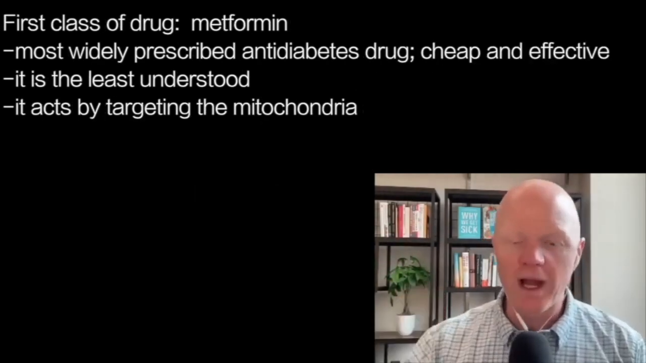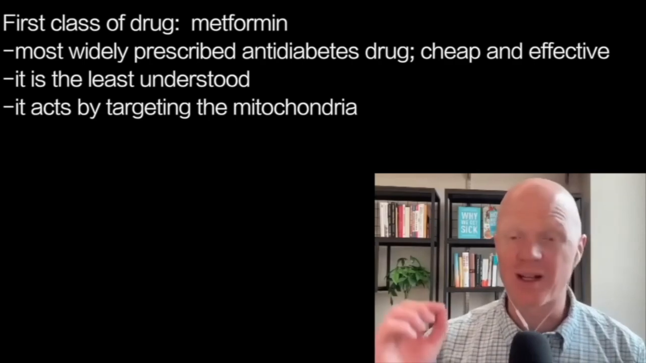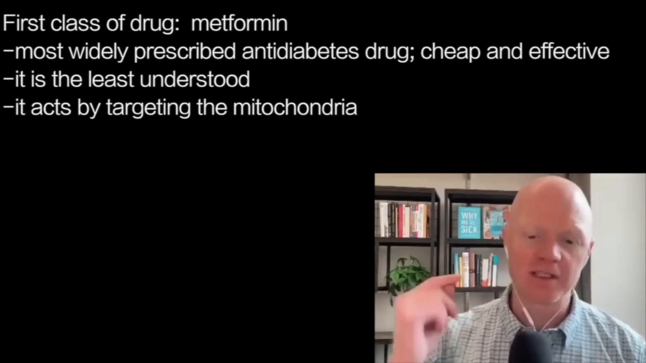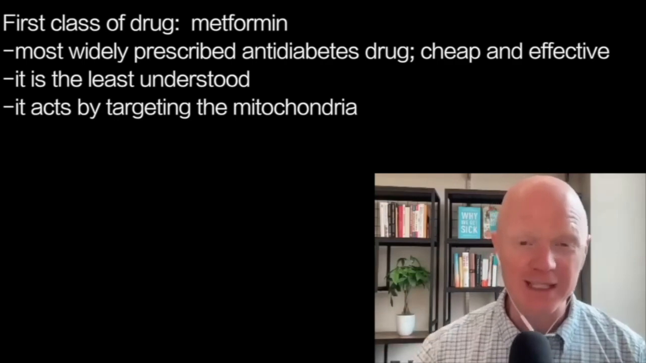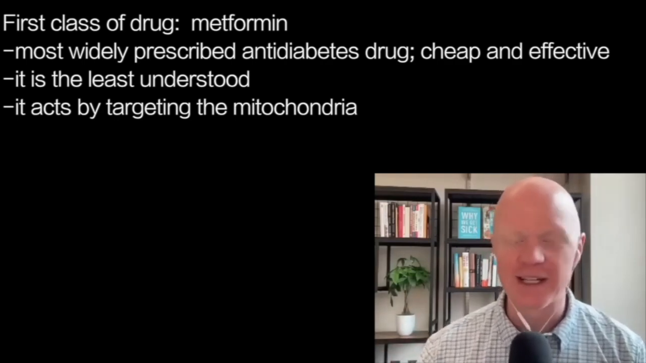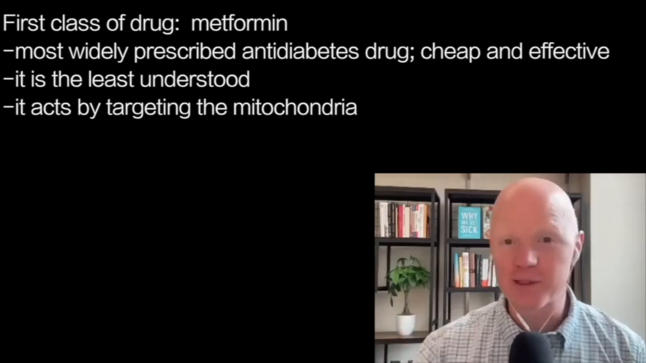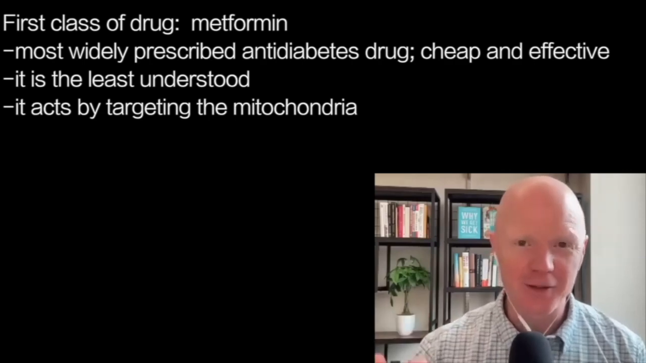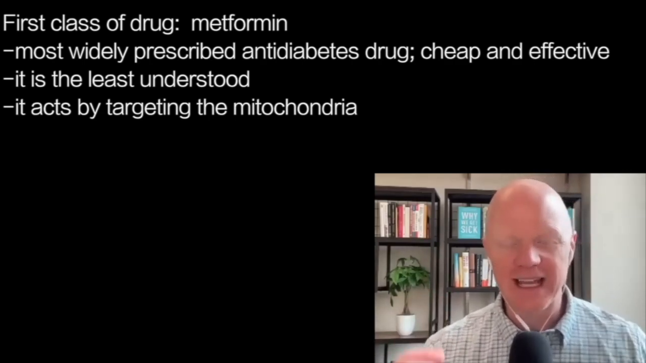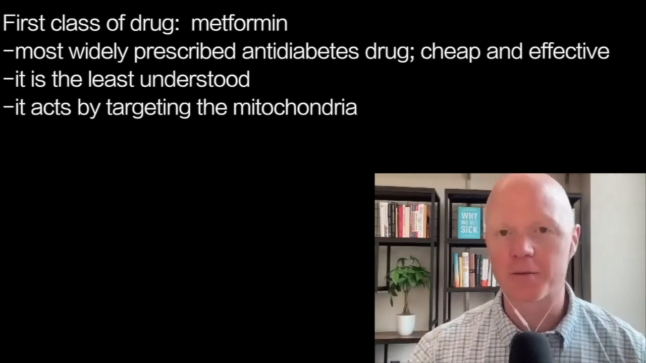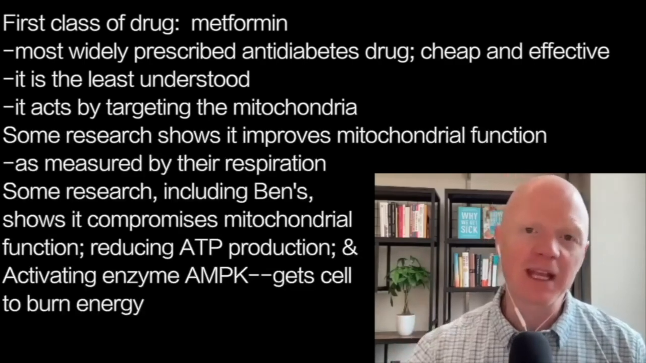Metformin is the most widely prescribed anti-diabetic drug on the planet for two reasons. One, it's cheap, it's off patent, and two, it works. Despite it being the most commonly used anti-diabetic drug, it's actually, of all the ones we're going to go through today, the least understood. But the main theme of metformin is that it acts by targeting the mitochondria. So that's the main mechanism of action.